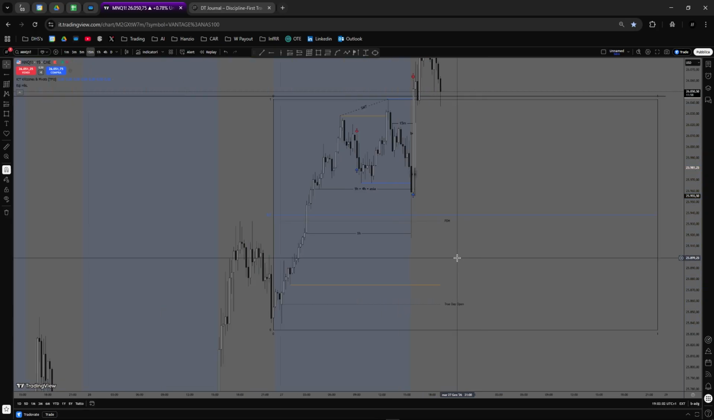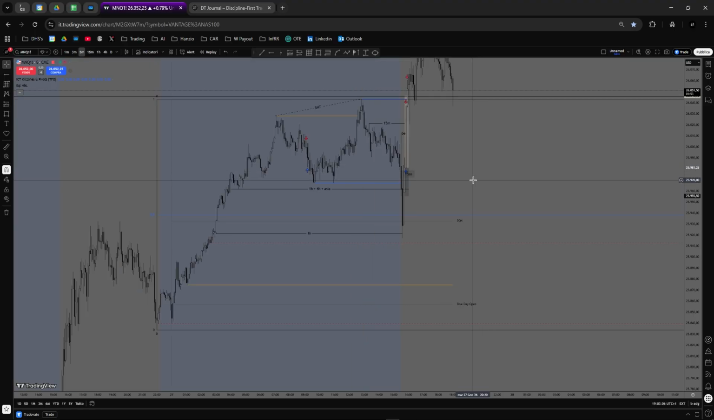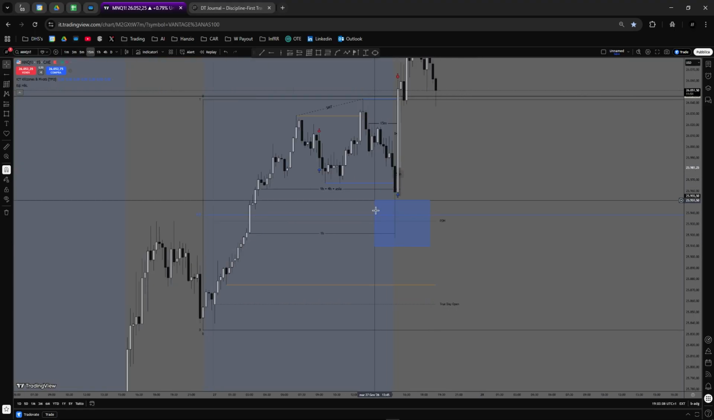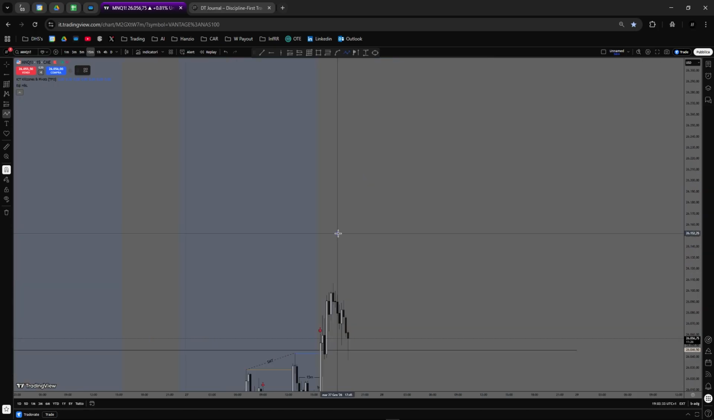Even in 15 minute, we printed this hella wick. In 5 minute no, but in 15 minute we printed this hella wick right there. So I said this could be a Judas swing. What is a Judas swing? Price creates liquidity, then we stop for a bit, and boom, 9:30 open. We took all the liquidity, and then we go higher.